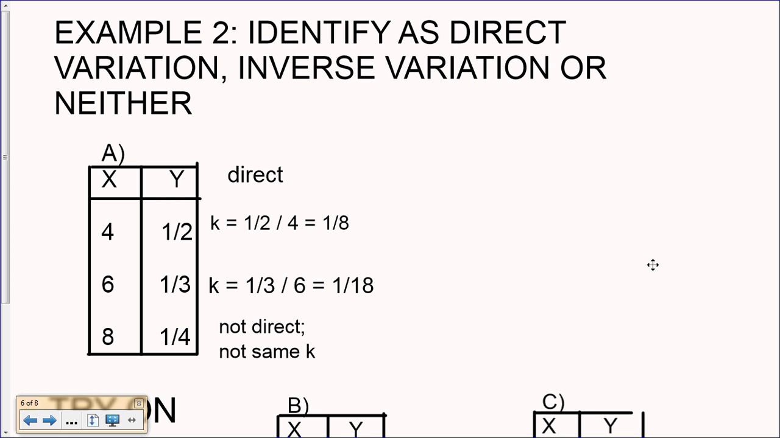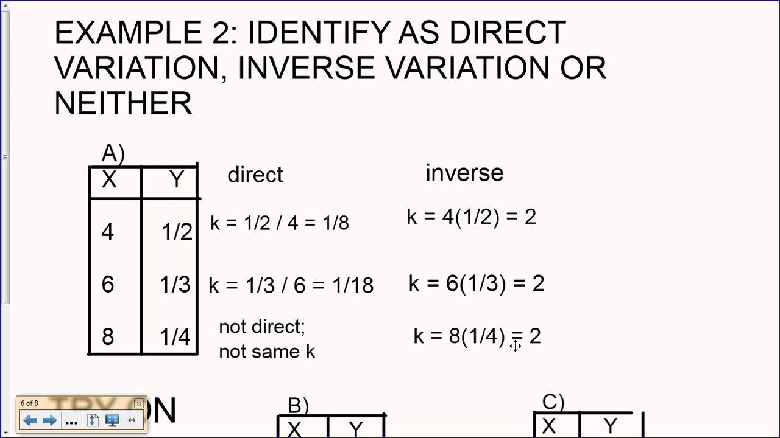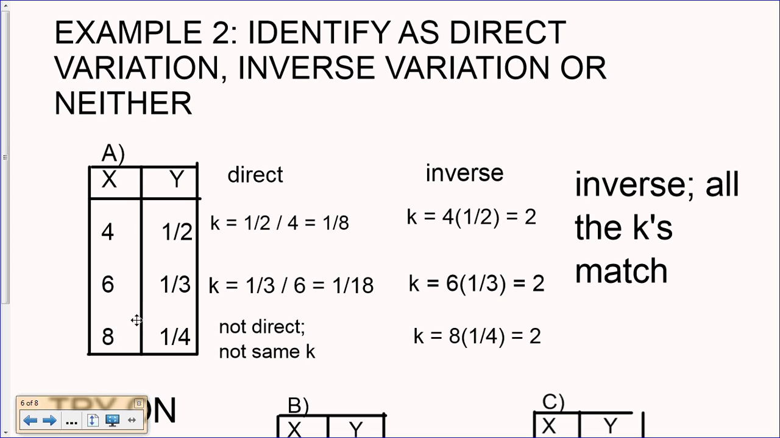Okay? So now we're going to go ahead and try inverse. To get k for inverse, we just multiply the x and the y. So k equals 4 times 1/2 gives me 2. k equals 6 times 1/3, it gives me 2. So far, so good. And then the last one, k equals 8 times 1/4, gives me 2. So because they all have the same k, I know that this is inverse, because all the k's match.